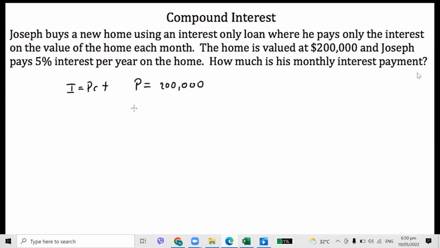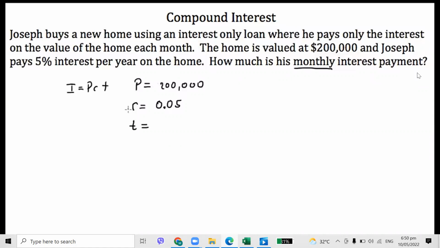R is our interest rate. This is 5% per year, or 0.05 per year. But we want to know how much his monthly interest payment is. Well, we have two options. We can either divide this 0.05 by 12, because there's 12 months in a year, to find out the monthly interest rate, or we can calculate the amount of interest we pay per year and then divide it by 12 to find the monthly interest payment.